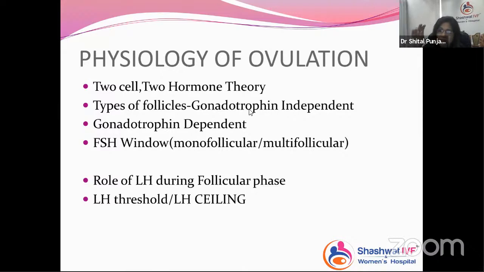So we all are aware about the two cell, two hormone theory. There are two cells, that is granulosa cells and theca cells, and two hormones, that is estrogen and progesterone. And for both the hormones, there is one whole pathway from cholesterol to either estrogen or progesterone, which passes through androgen and pregnenolone. So we all are aware, and if we understand this, then it is very, very easy for us to decide what treatment we should offer to our patient.